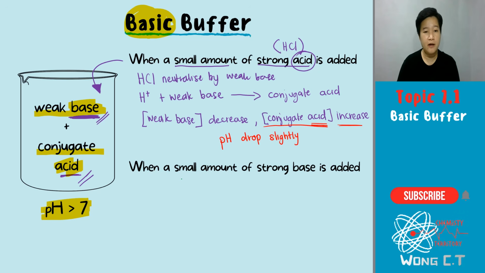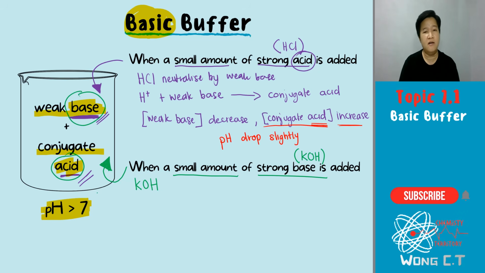And the same thing over here. What would happen when a small amount of strong base is added? Let's say the same base we are using, KOH. Okay? So right now in the same buffer solution, you are adding in KOH. So what would happen to the pH value, and who do you think will be used to neutralize the strong base? And guys, it's a strong base. So who do you think will neutralize the base? Your base or your conjugate acid? Obviously, your conjugate acid. So KOH will be neutralized by your conjugate acid.